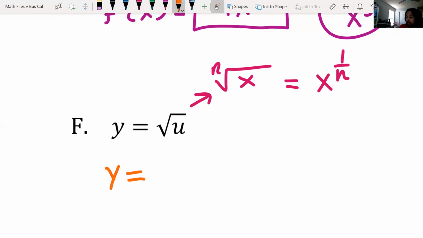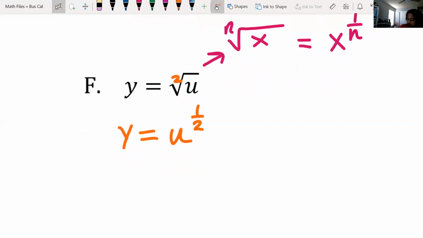I'll have y equals... And since this is the square root, there's a 2 here. But we never have to put it there because this is understood to be the square root. But I'm going to write it there so you understand the conversion. The square root of u is going to be rewritten as u to the 1/2. All right. And now this is in the proper form for us to apply the derivative, the power rule derivative.